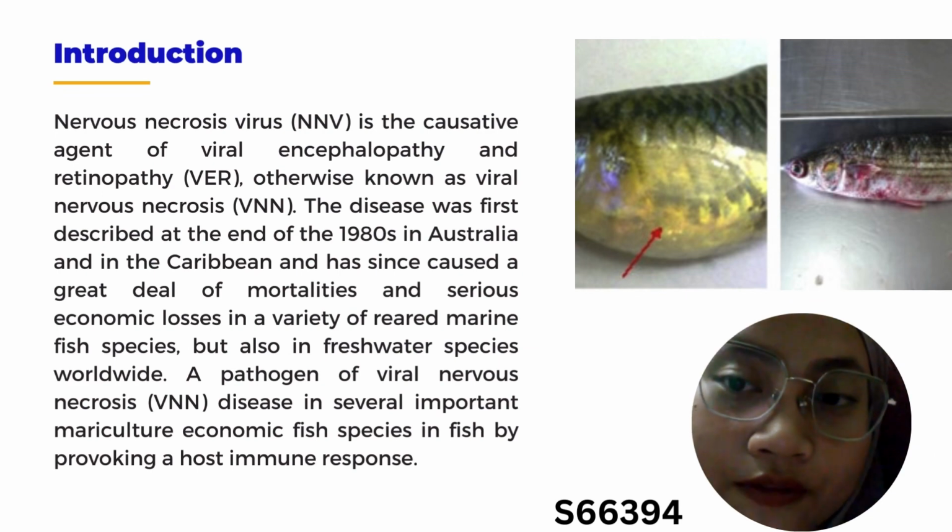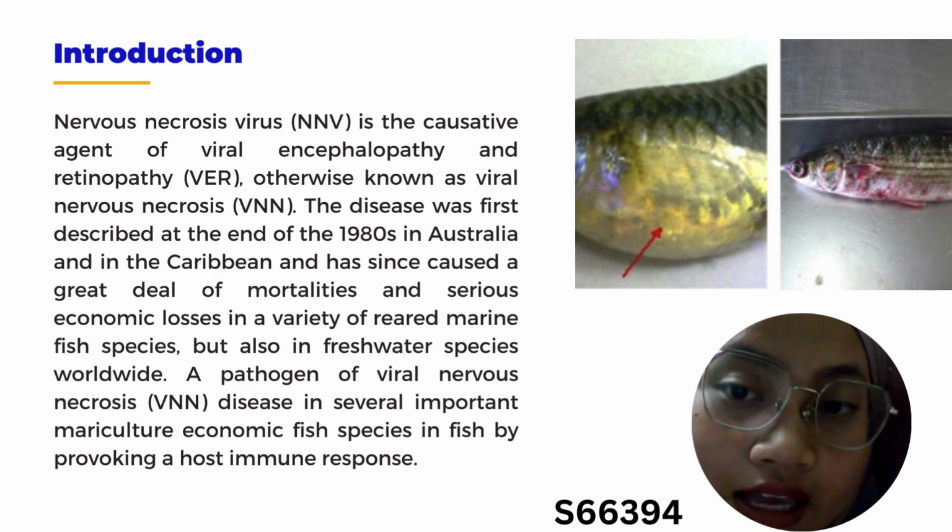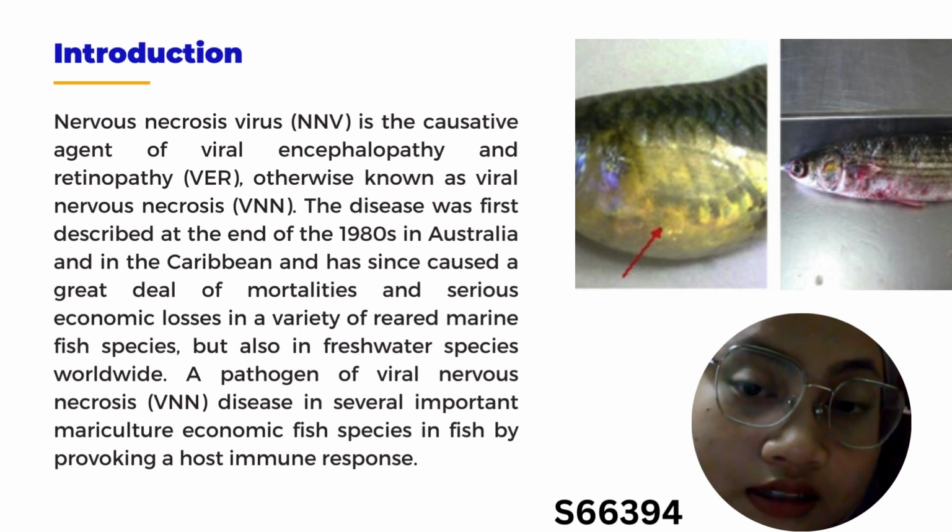NNV, or nervous necrosis virus, is the causative agent of viral encephalopathy and retinopathy, otherwise known as viral nervous necrosis or VNN. It is a pathogen of viral nervous necrosis (VNN) disease in several important cultured economic fish species, provoking a host immune response.